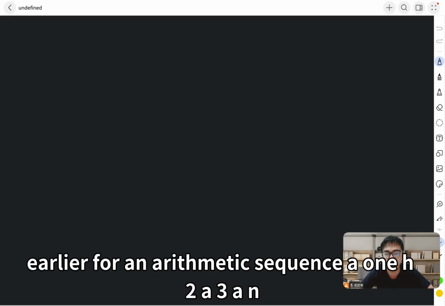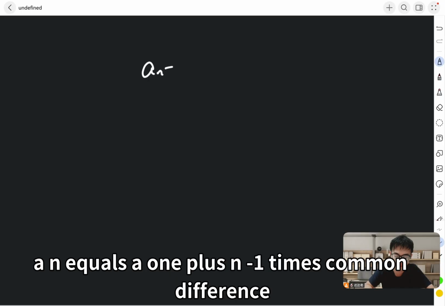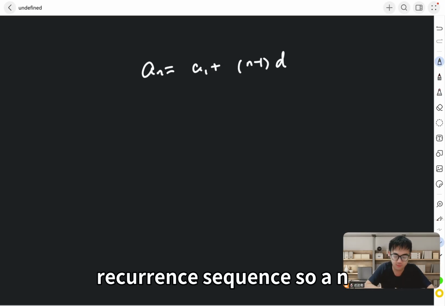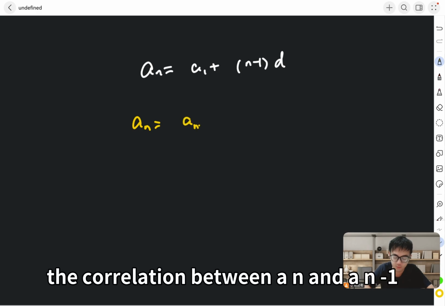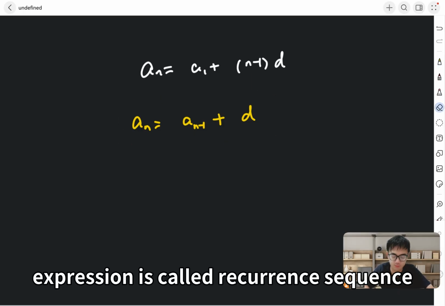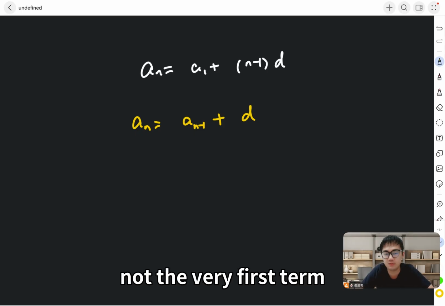Earlier, for an arithmetic sequence a1, a2, a3, an, an is related to a1, and in most of our expressions, an equals a1 plus n minus 1 times the common difference. But if you treat the arithmetic sequence as a recurrence sequence, the relation between an and a(n-1) is the common difference. This kind of expression is called a recurrence sequence. An is directly linked to the term before, not the very first term.